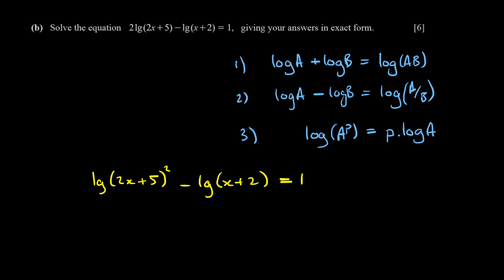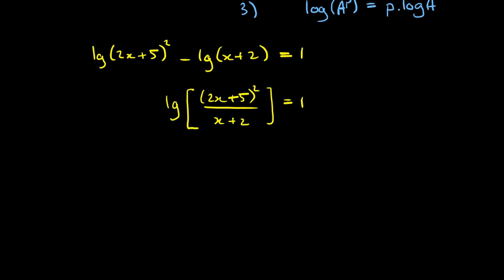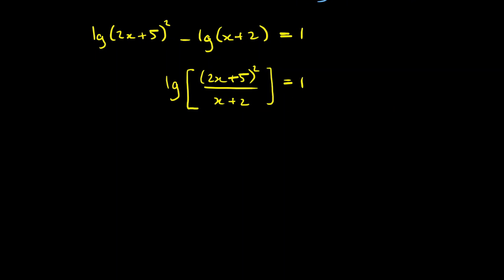Now that I've done that, I can use the second log law and say that we've got log a minus log b, which is log of a over b. So we've got here 2x plus 5 all squared over x plus 2. Well, now that we've got this one single logarithm, we can convert it into exponential form, right? lg is log base 10. What we've got here is 2x plus 5 all squared over x plus 2 is equal to 10 to the power of 1, which is just 10.